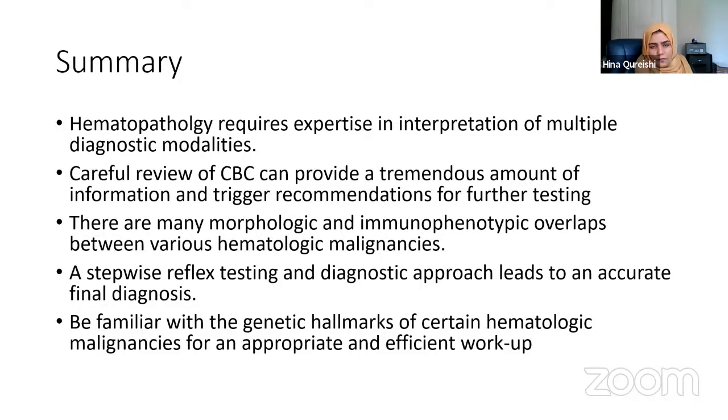And then the confirmatory test is to identify the translocation 11;14 for mantle cell lymphoma. So a stepwise reflex testing and diagnostic approach is important that leads to an accurate final diagnosis. And then, a hematopathologist should be familiar with the genetic hallmarks of certain hematologic malignancies so that they can do focused testing to come up with the appropriate diagnosis and do an efficient workup.